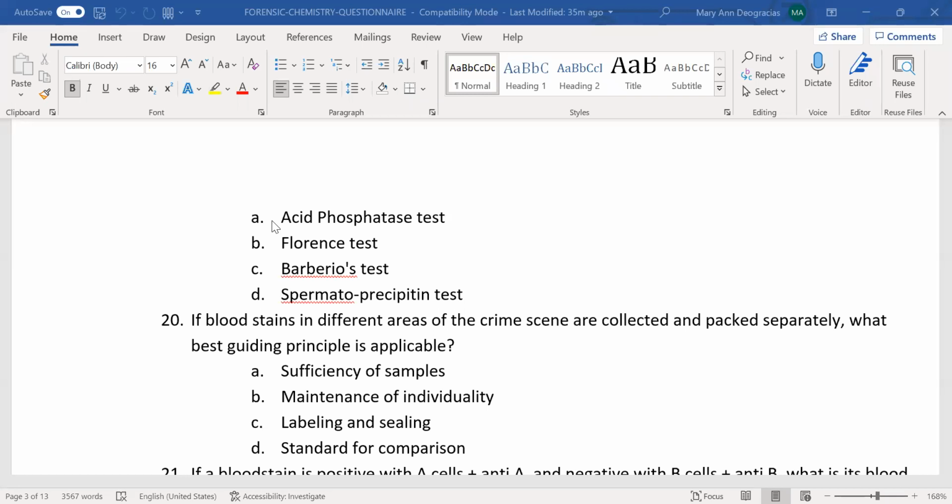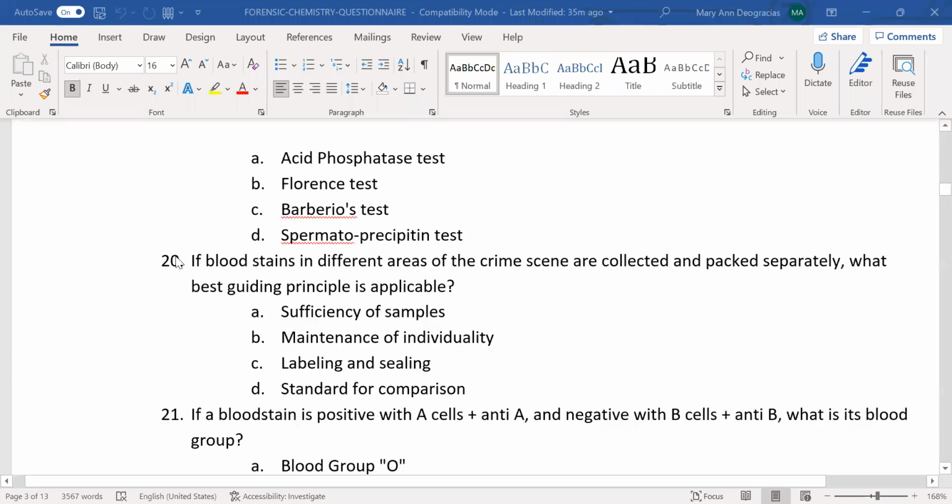Number 20. Oh. If blood stains in different areas of the crime scene are collected and packed separately, what best guiding principle is applicable? A, sufficiency of samples. B, maintenance of individuality. C, labeling and sealing. D is standard for comparison.